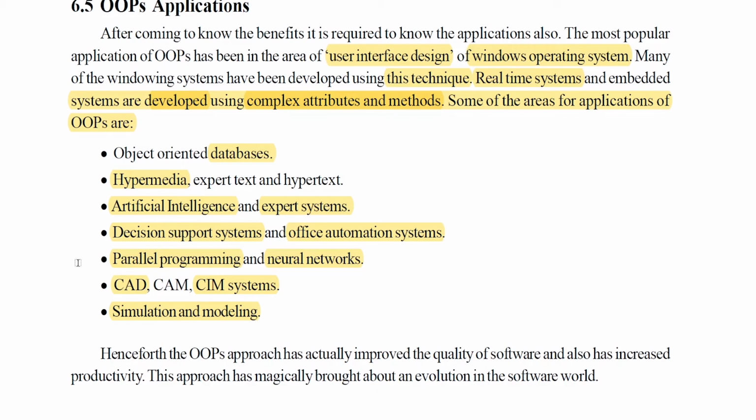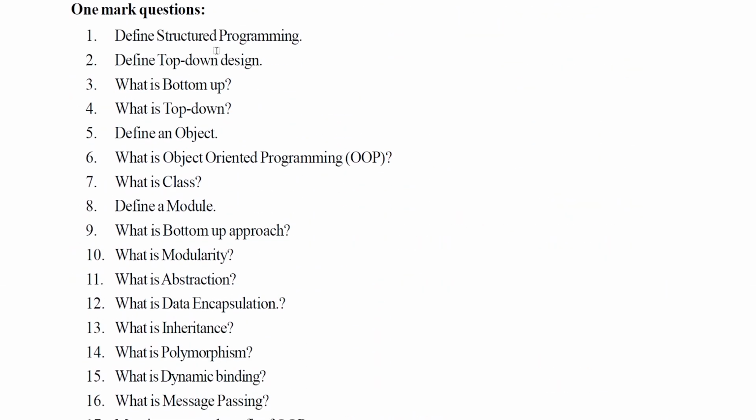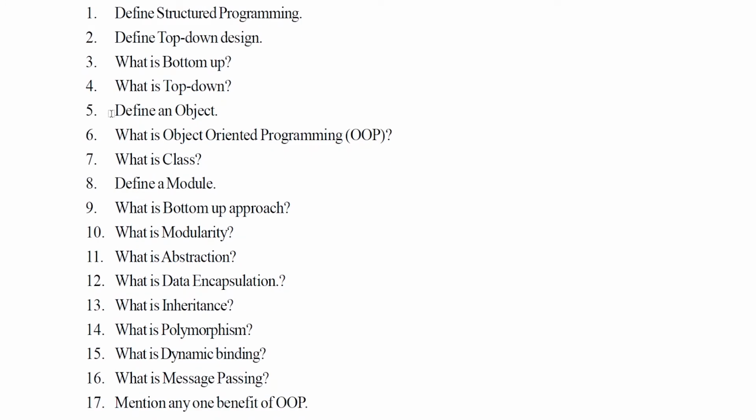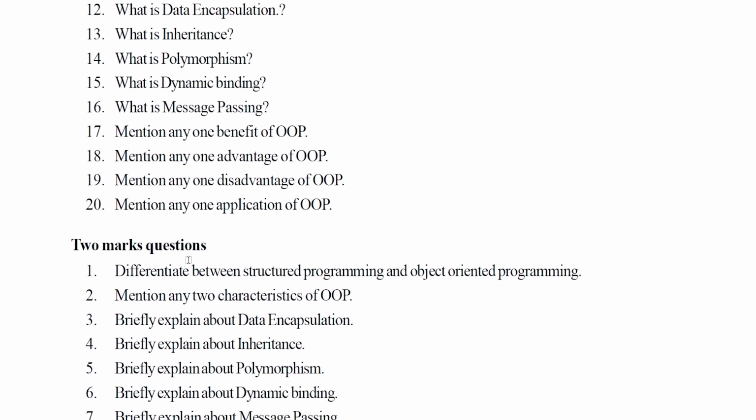So try to understand and write the answers to these questions. You can see here, define structured programming, define top-down design, what is bottom-up, what is top-down design. This is in the previous chapters. You can answer this. Define object. An instance of the class is called an object. What is object-oriented programming? It is a modern programming approach to develop software. That's how you can write. What is a class? A group of data and functions that you can define. Define module: a self-contained independent program segment. That's modularity, abstraction, all those things you have to write answers for.